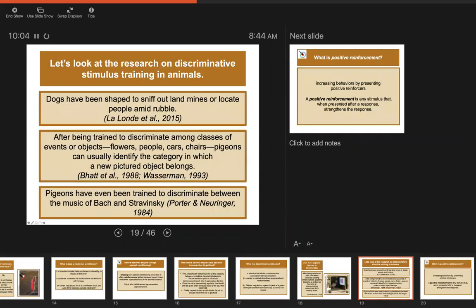So let's look at some more research on discriminative stimulus training. Dogs have been shaped to sniff out landmines or locate people amid rubble, really wonderful things that we've been able to train dogs to do.